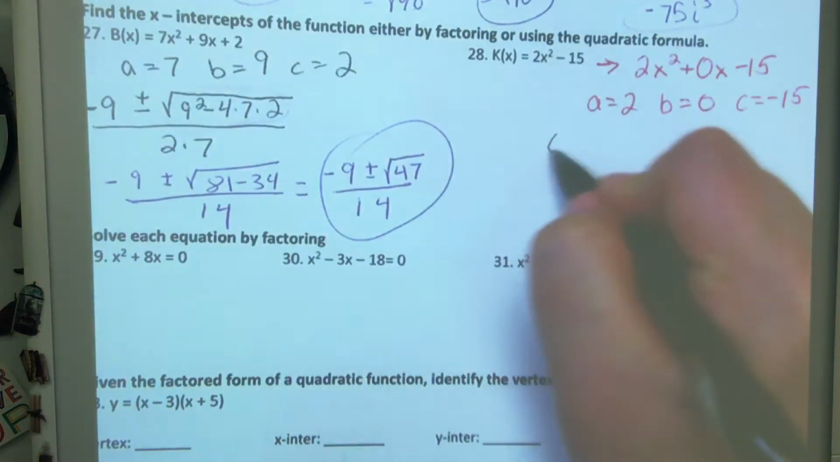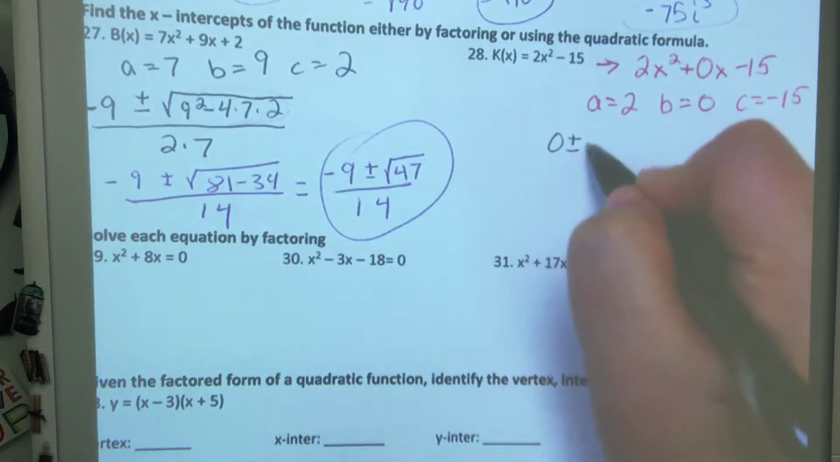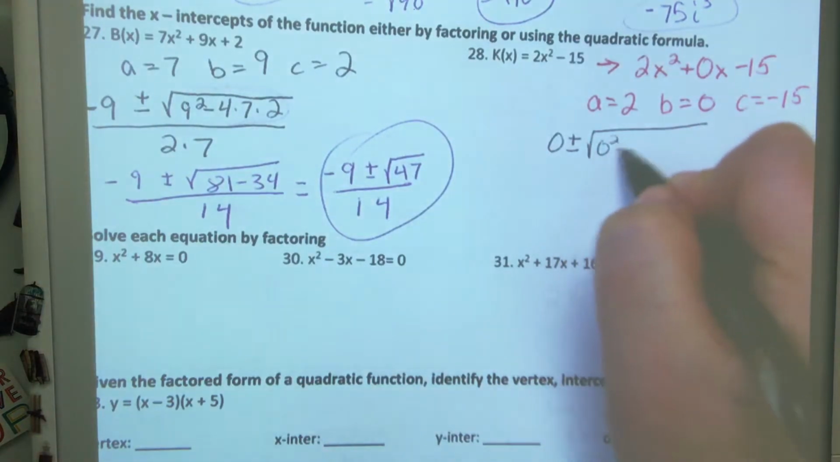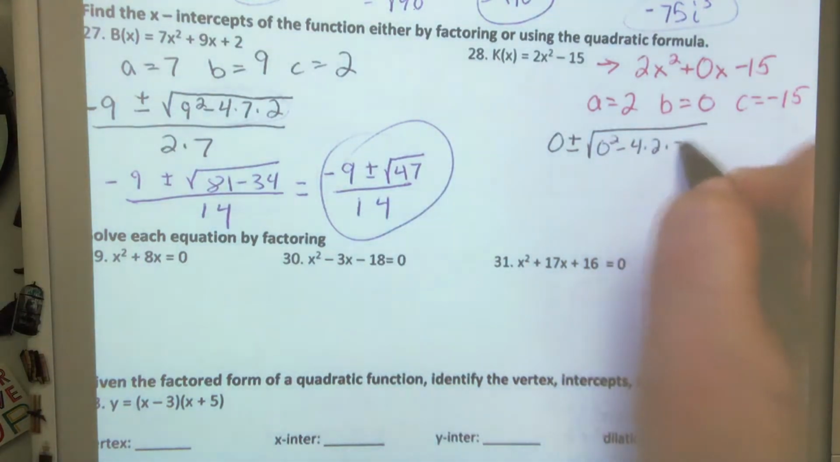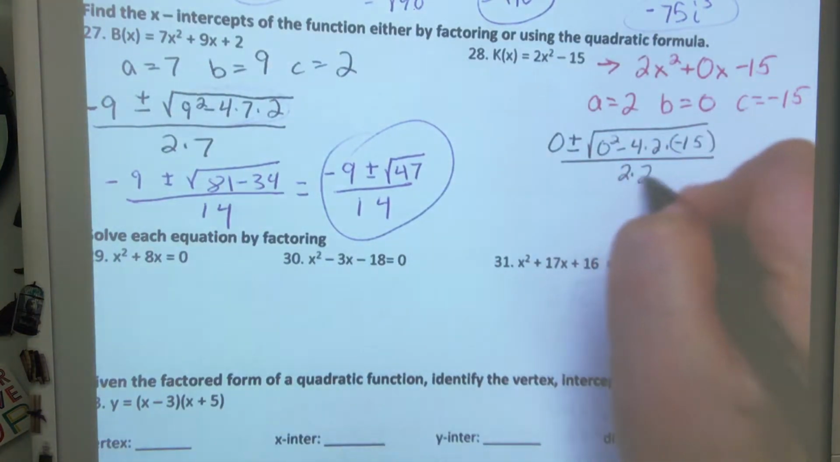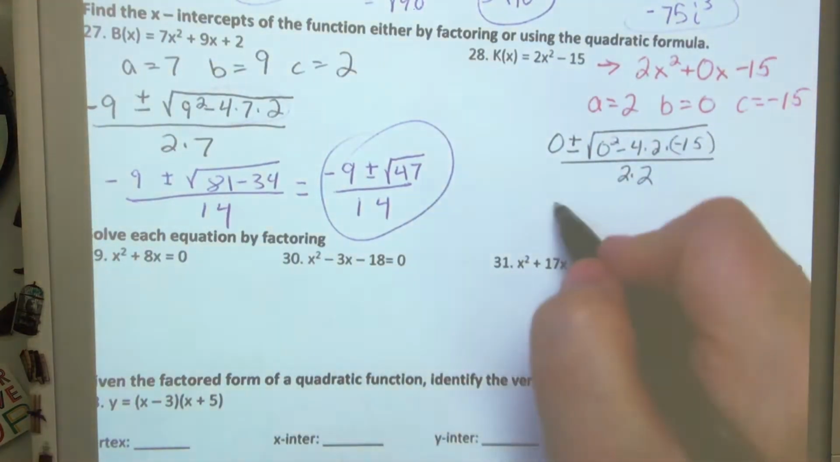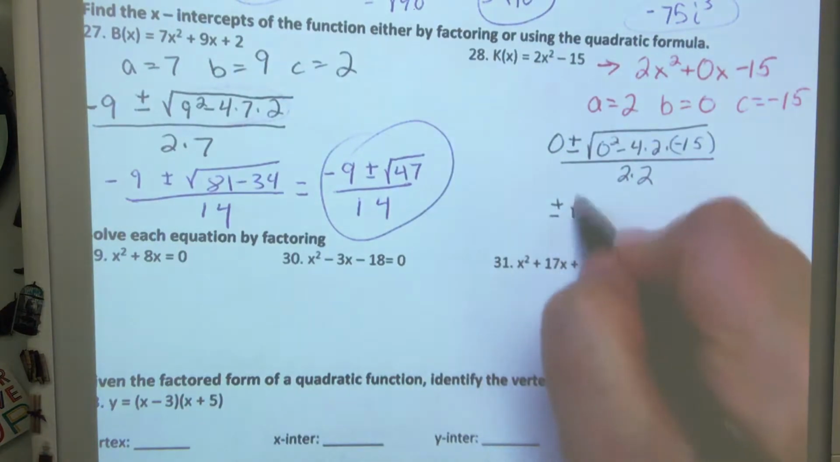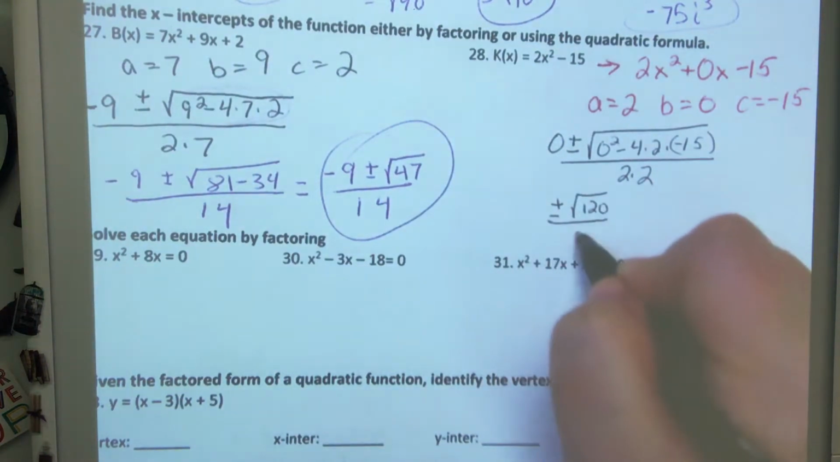So this would give me 0 plus or minus square root of 0 squared minus 4 times 2 times -15, all over 2 times 2. That would give me plus or minus square root of 120 over 4.